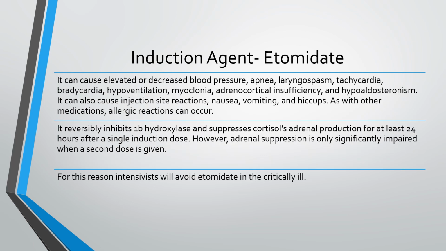So these are some of the things that it can cause: elevated or decreased blood pressure, apnea, laryngospasm, tachypnea, bradycardia. Once again, we're seeing both sides of these, right? Of tachypnea, bradycardia, hypotension, and hypertension. Hypoventilation, myoclonia, adrenal cortical insufficiency. This is a big reason in the hypoaldosteronism, in the sense that it causes a suppression of the adrenal glands and this insufficiency, and this is a very common issue with this. And so this is an important thing to think about.